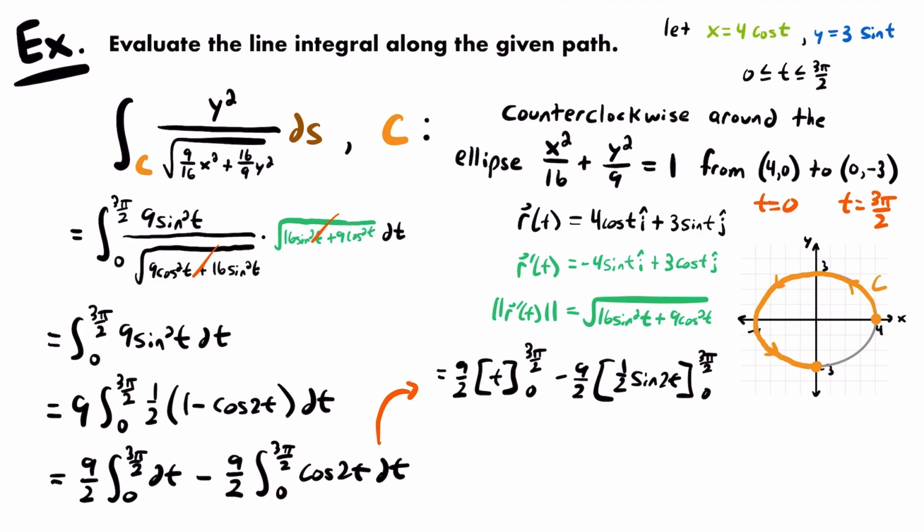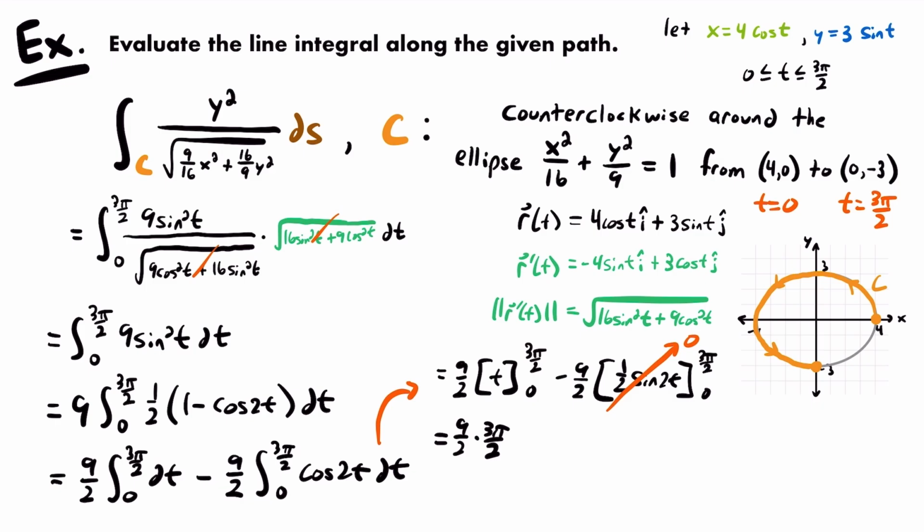But then, evaluating t at 3 pi divided by 2 minus the evaluation at 0 will just be 3 pi divided by 2. So we'll have 9 halves times 3 pi divided by 2. And then for this integral, if you evaluate sine of 2t at 3 pi divided by 2, those 2's will cancel out, and you'll just be evaluating sine at 3 pi, which is 0, and then you'll be subtracting sine of 2t where t is 0, so you'll just have sine of 0, which is also 0. So this entire term just becomes 0.